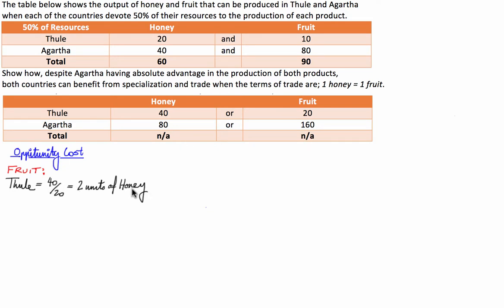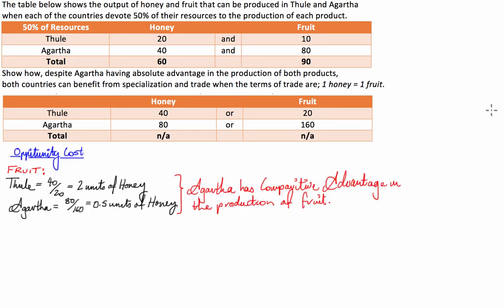So let's go ahead and work out the opportunity cost of fruit in Agartha. So same method. We could either produce 160 fruit or 80 honey. So for every piece of fruit that I want to produce, I have to give up half a unit of honey production, or 0.5 units of honey. So it's quite easy to see that Agartha has the comparative advantage in the production of fruit. Why? Because it has the lowest opportunity cost, which means that it has to give up the least amount of honey production for every extra unit of fruit production.